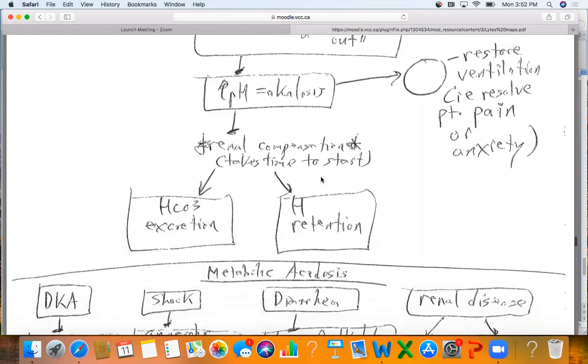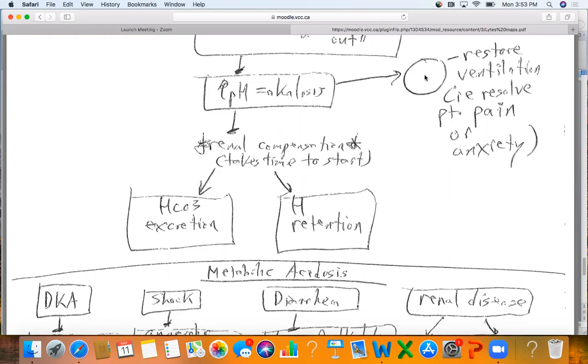If we don't do anything and they live long enough, which they may well do, this is not as dire of a case, renal compensation, what is it going to do? Well, we're in a basic alkalotic situation, so the kidneys may excrete bicarb to try and make things less basic, or they might try to hold on to hydrogen to make things more acidic to bring us back to the middle.